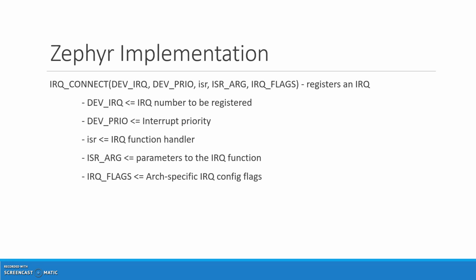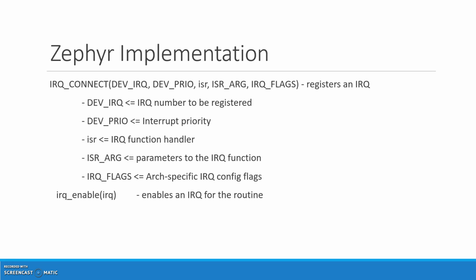Priority is required because an interrupt receives the top priority, but we do specify interrupt priority so that if one interrupt is occurring and another interrupt happens, the kernel should decide whether the current interrupt should be preempted or not, and that can be done based on the interrupt priority. So this is for registering the IRQ.